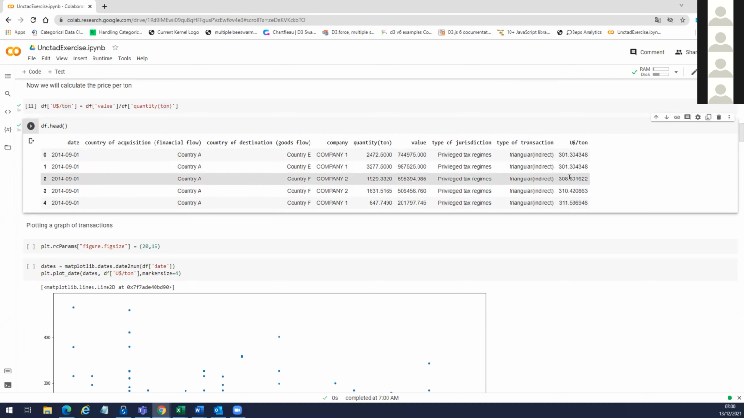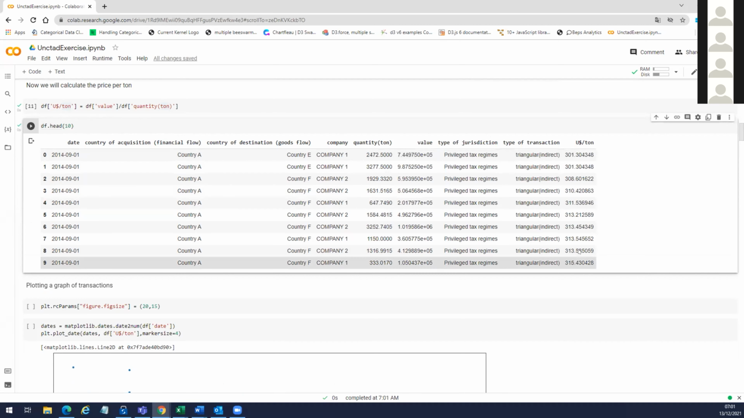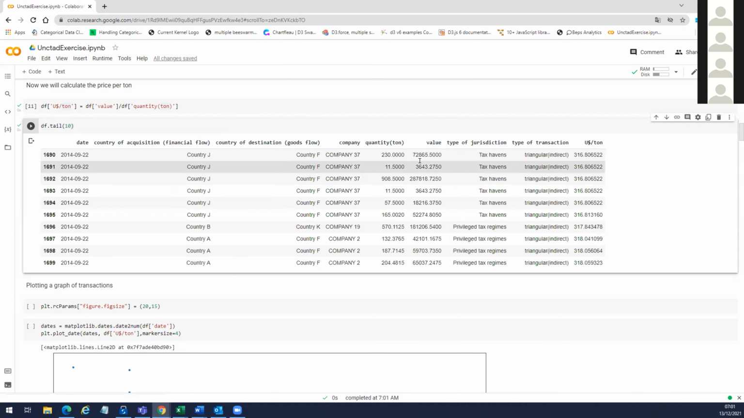I only present here the first lines, but in the Python code I can show more if I want. Here I show 10 lines. I can show the last lines too, only to inspect the file. Okay. Then I will plot a graph of our prices to see how it looks.